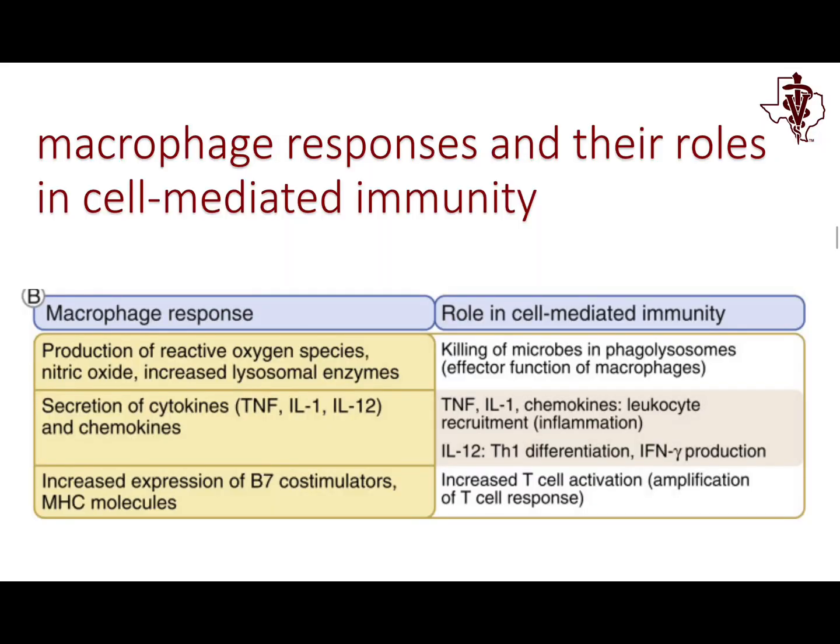What are the responses of macrophages that result in the killing of ingested microbes? After being activated, macrophages have three responses. The first one is that they produce reactive oxygen species, nitric oxide, and lysosomal enzymes, which kill the microbes in the phagolysosomes. They also secrete cytokines such as TNF, interleukin 1, and interleukin 12.